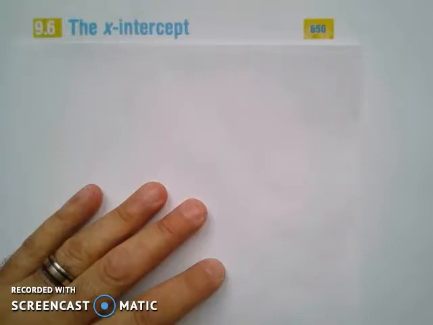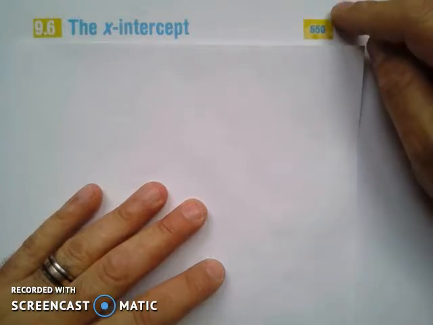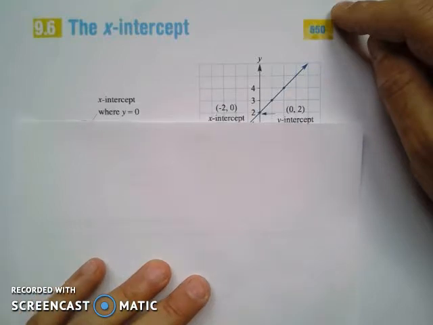Good morning. We are on 9.6, the x-intercept, page 550. Now, before I start with this topic, I quickly want to revise what we know about this topic.